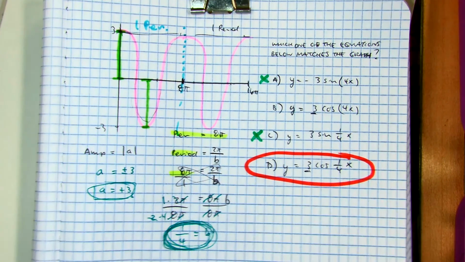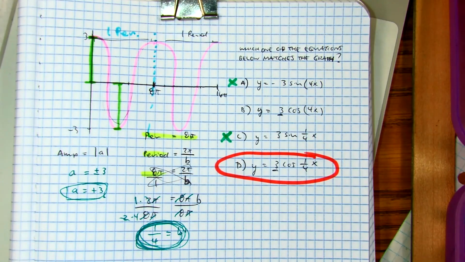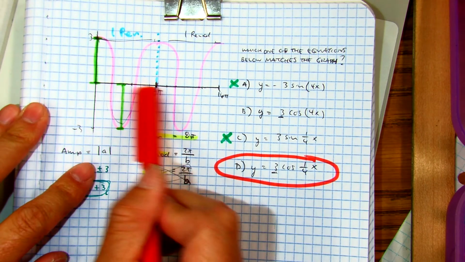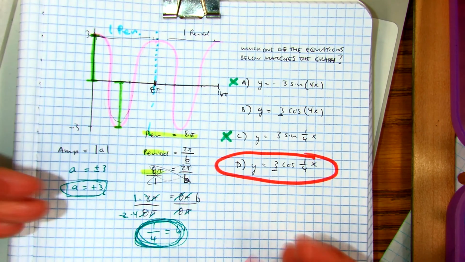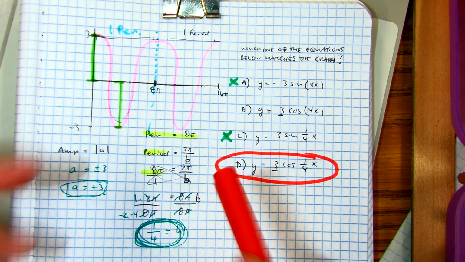Now, you could also work backwards. Let's just say you knew that the period was 8 pi. You could have actually done each of those problems, find its b value, put it into 2 pi over b, and figure out which one had the answer of 8 pi. Do you see that?